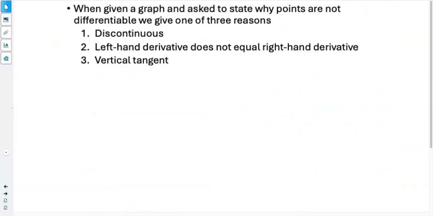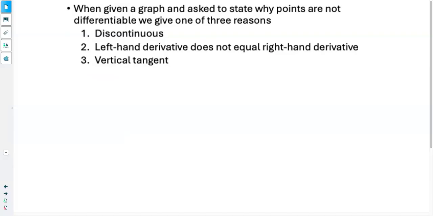Okay, when given a graph and asked to state why points are not differentiable, we'll give one of 3 main reasons. One is it's discontinuous. Two, left-hand derivative does not equal right-hand derivative. So in other words, our slope on the left side does not equal our slope on the right side. Or three, it is a vertical tangent.